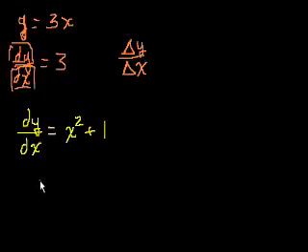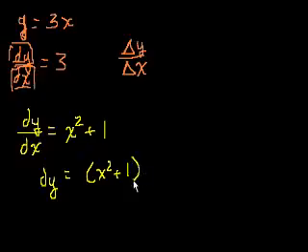So you get, for a very small change in y, dy, you get x squared plus 1 times a very small change in x, dx. Or another way to say it is, for a very small change in x, if you want to figure out how much y changes, you multiply times x squared plus 1 wherever you are on the curve. So what does that do for us? Well, let's take the integral of both sides.